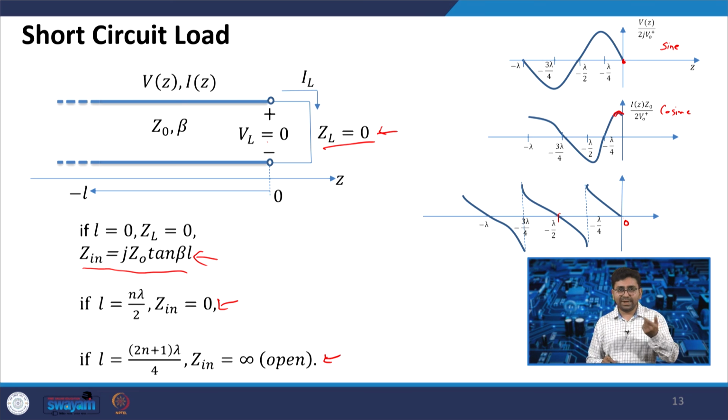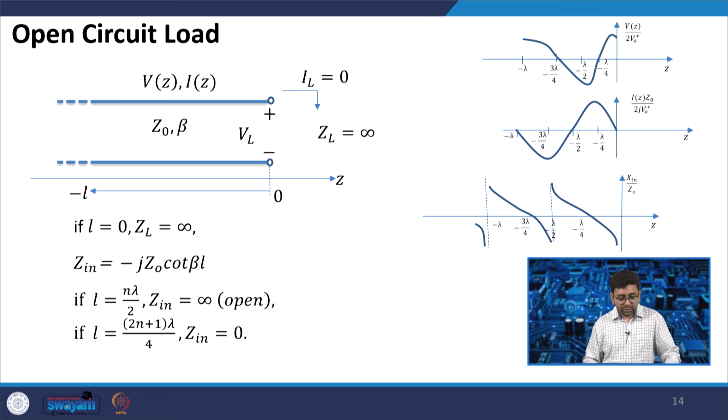There is another case, that is an open circuit load. In an open circuit load, if ZL is equal to infinity, the only difference is your current is 0. So, you will have a sine kind of function and your voltage is maximum. So, this is a cos and this is a sine. So, cos by sine will give you cot, and by equation also you will get the same. And when you try to plot the cot, it has this behavior.